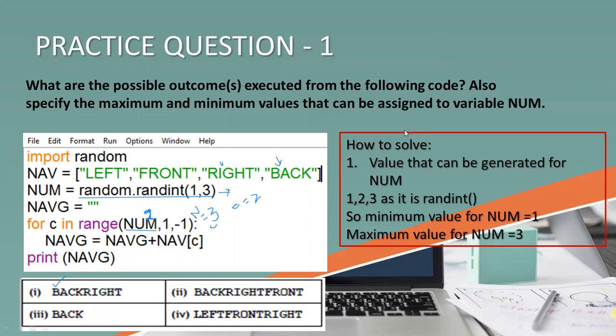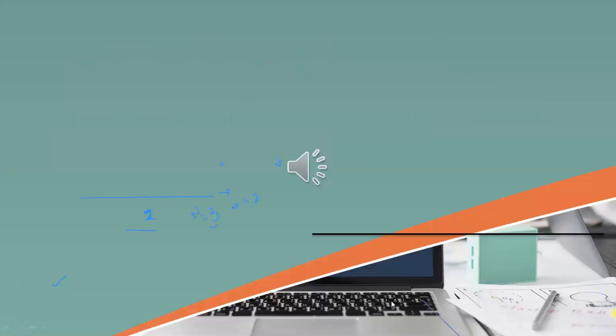So for the maximum and minimum value of num, we will try to find the minimum and the maximum value that can be generated by the randint function. The minimum and the maximum value that can be generated by the randint function is 1 and 3, because it may generate any number from 1 to 3. So let us see the next step execution.